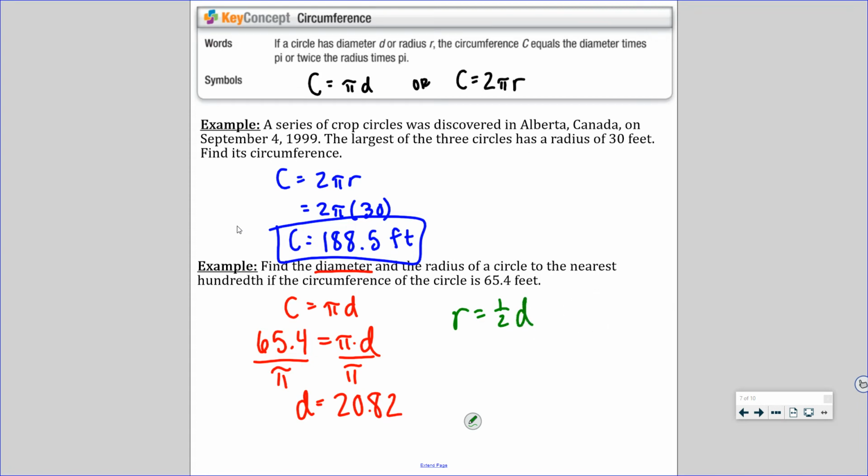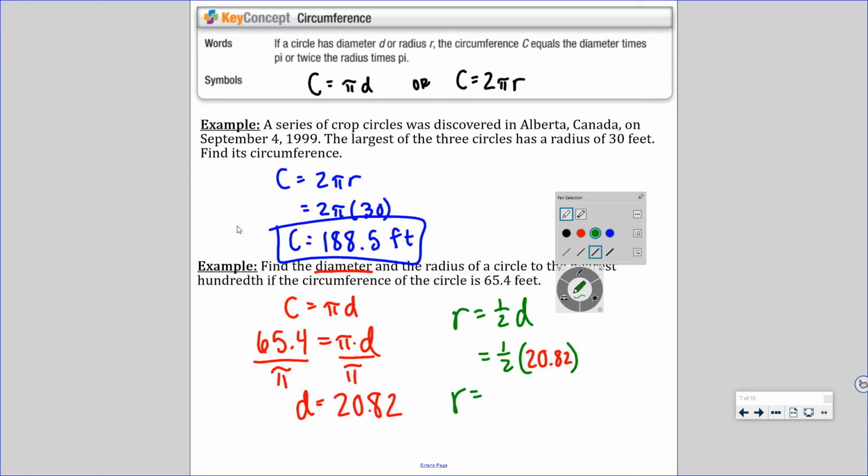So you already have this number in your calculator. Just divide it by 2. Hit divided by 2, hit enter. Or times by half. 20.82. I got 10.41 feet on both of these.